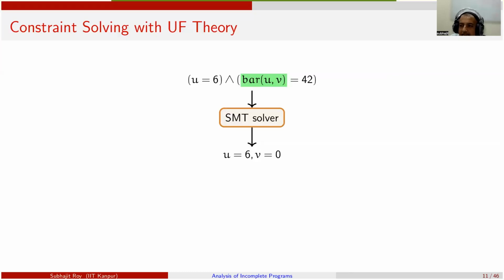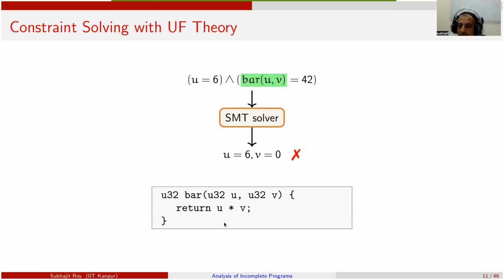And now what we want to do is solve formulae of these forms which have such functions. For example, I may want to solve something like u equals 6 and bar of uv is 42. If you just run it with a standard SMT solver, it would treat bar as an uninterpreted function. It may give you a satisfiable assignment which looks like u is 6 and v is 0. But if we have an implementation of bar available with us, we could see that this will not be a satisfiable assignment in the context of an implementation of bar which just multiplies u and v. So now what we want to do is zero in on one of those assignments of u and v which of course satisfies the formula, but at the same time is consistent with this implementation of bar which is available with us.